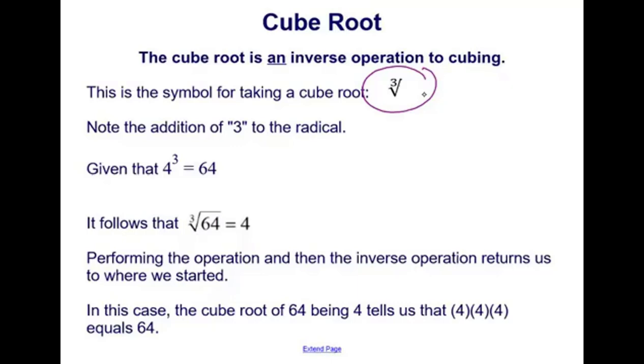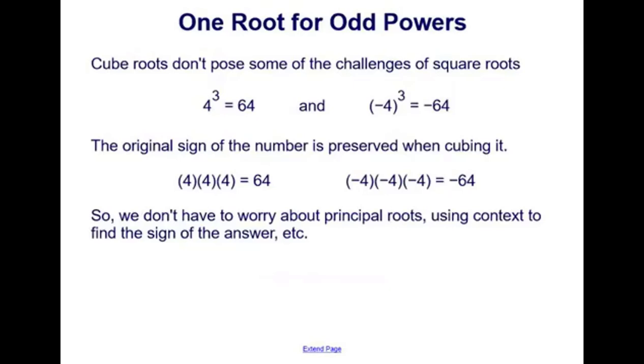Performing the operation and then the inverse operation returns us to where we started. In this case, the cube root of 64 being 4 tells us that 4 multiplied by itself 3 times equals 64. Now, cube roots don't pose some of the challenges of square roots. For example, with square roots we have to be careful about positive and negative answers. We don't have to worry about that with cube roots.